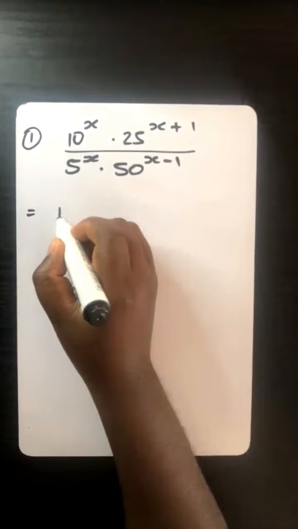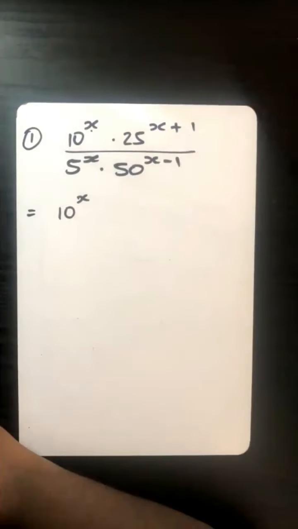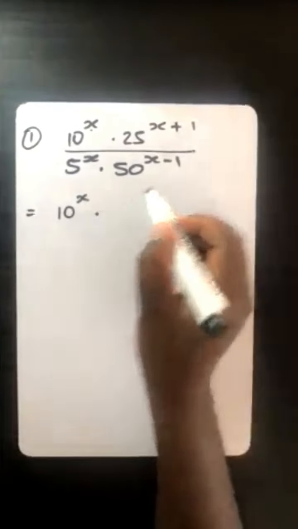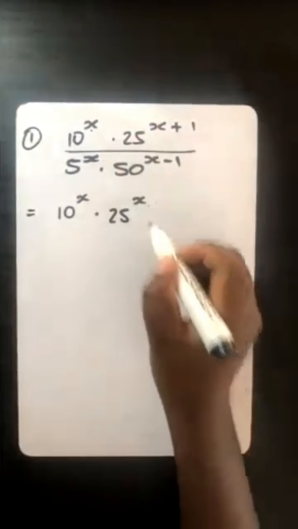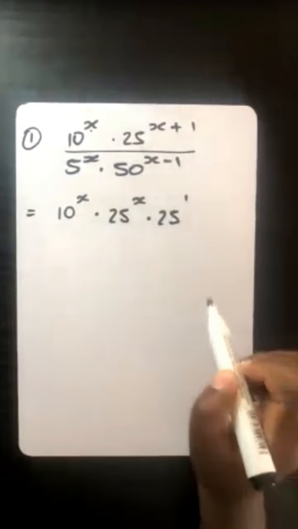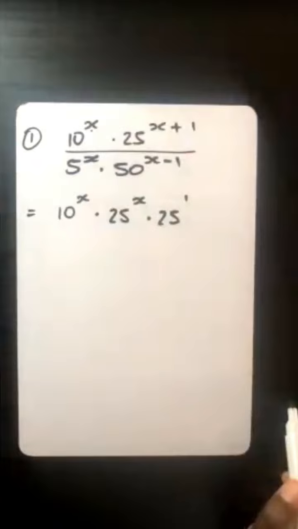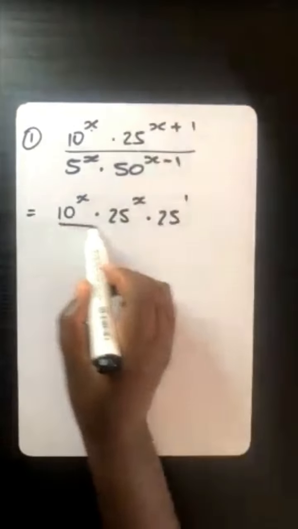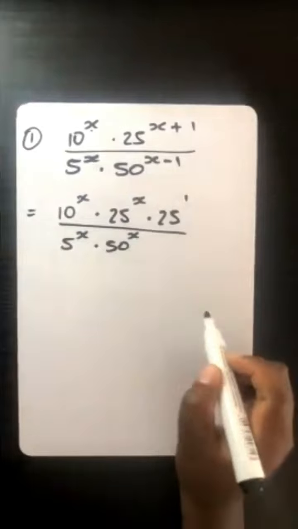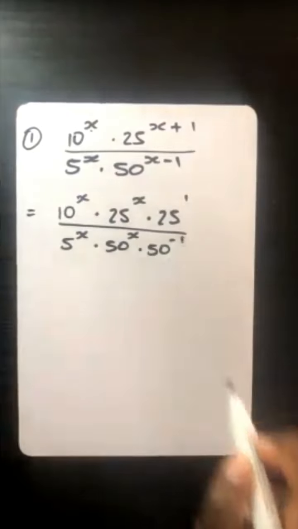The other method, remember, you've got 10 to the exponent x over there. So now let's expand the whole of that, because we know in between we've got multiplications, we don't have additions or subtractions. So that means you can expand the whole of that as 25 to the exponent x multiplied by 25 to the exponent 1. Based on our previous lesson, you know very well that when you've got the same bases, you can add the exponents, which takes you back to that part over there. The whole of that can be divided by 5 to the exponent x multiplied by 50 to the exponent x multiplied by 50 to the exponent negative 1.